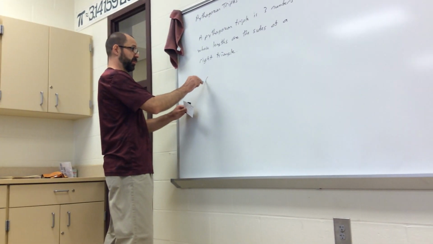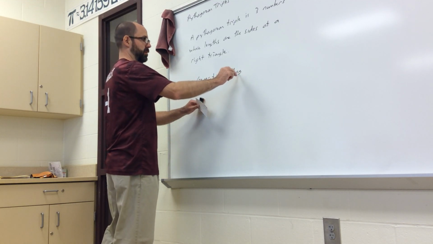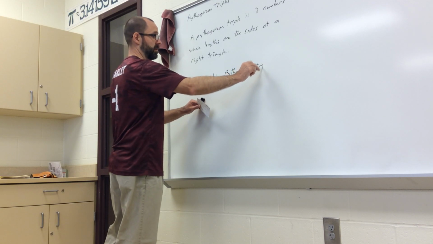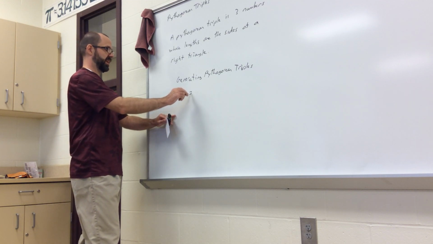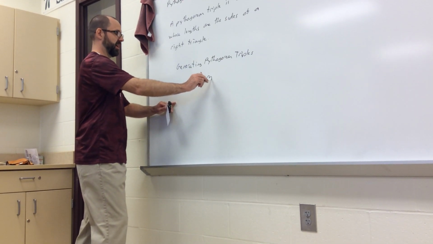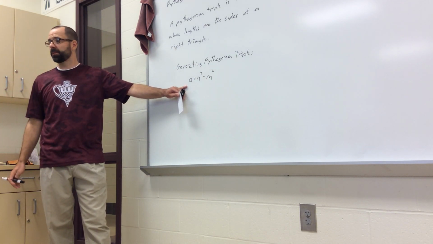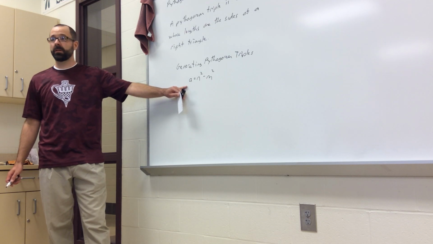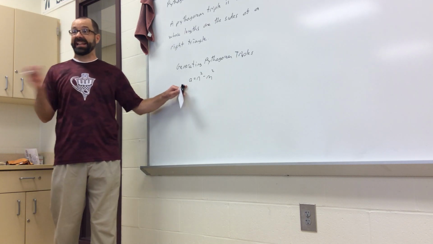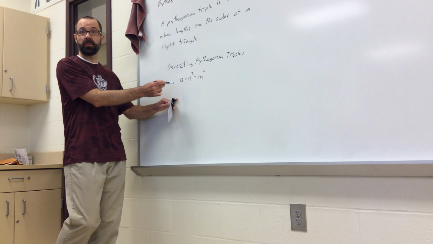And yesterday we learned some formulas for finding Pythagorean triples. And so I just want you to have that formula down. The first one is a equals n squared minus m squared. So you're allowed to pick any n and any m that you want, and then you try that in there, and you get your first number.